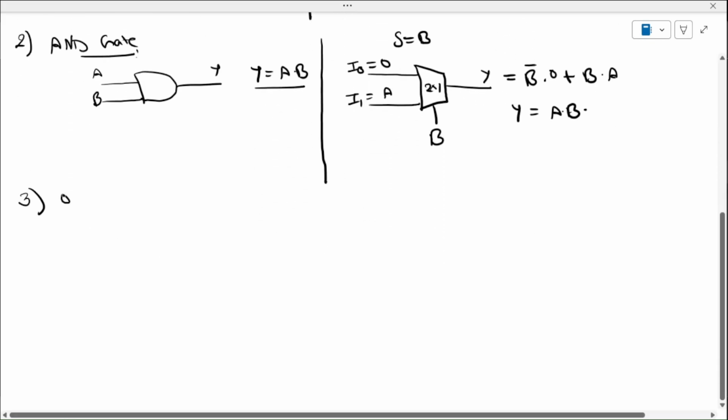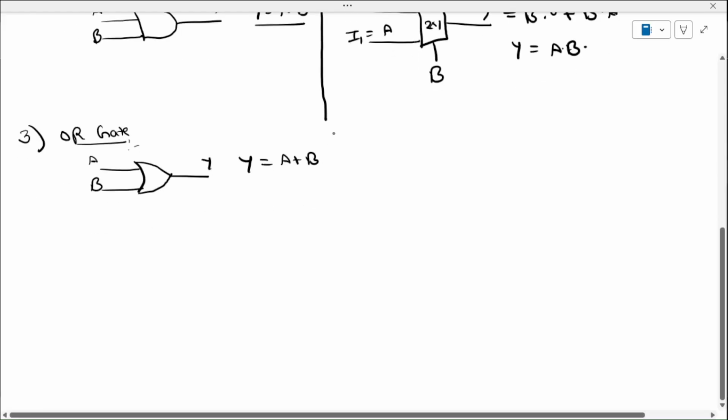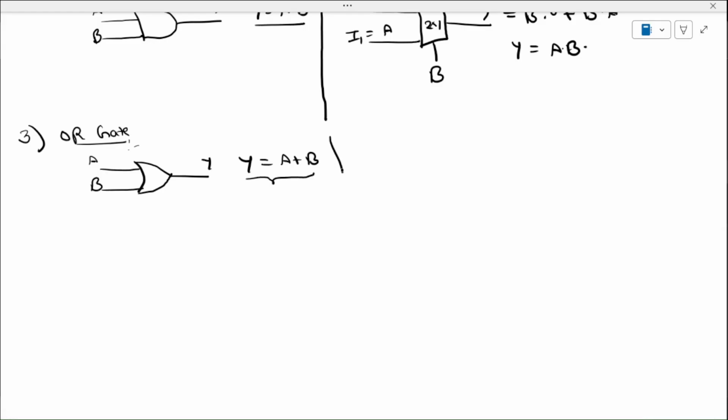Similarly for the OR gate, we know that the equation for the OR gate is A plus B. Y equals A plus B. Whenever one of the inputs is true, the output will be high. So we have to implement this equation by using a 2x1 multiplexer.